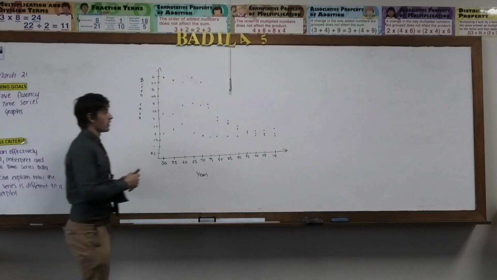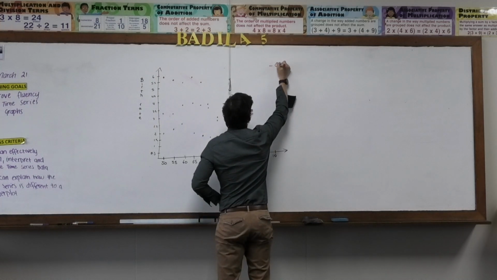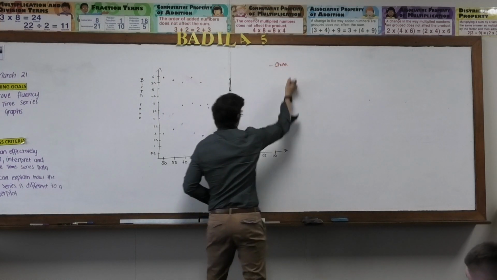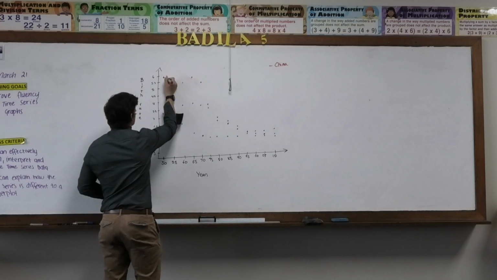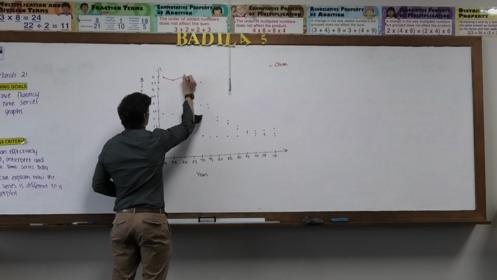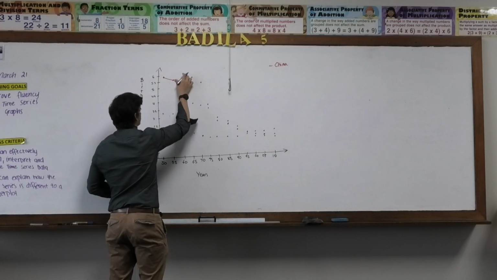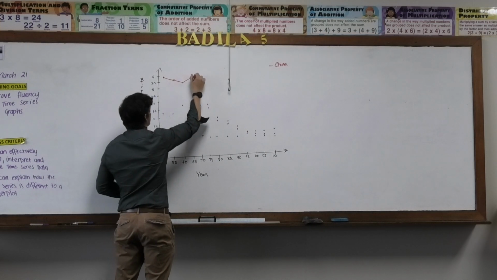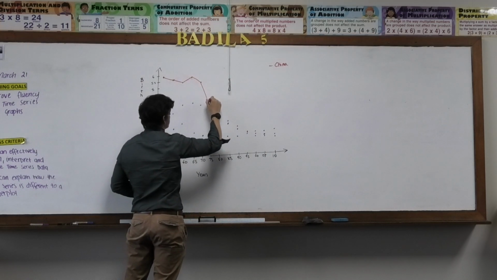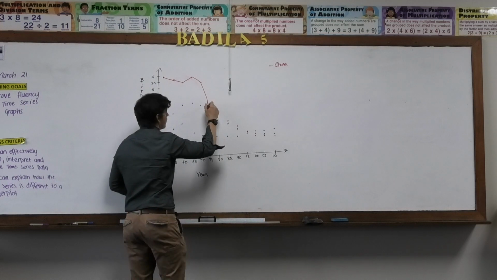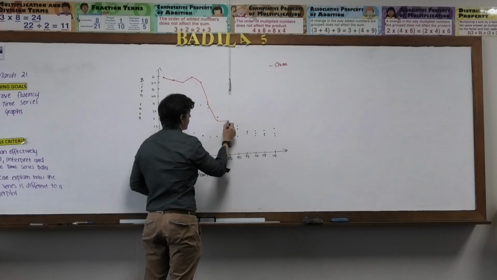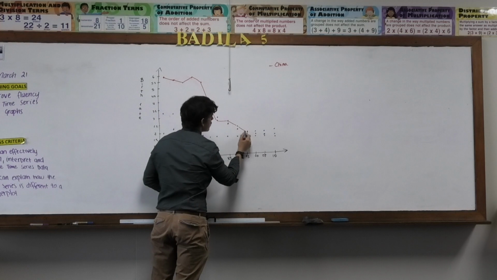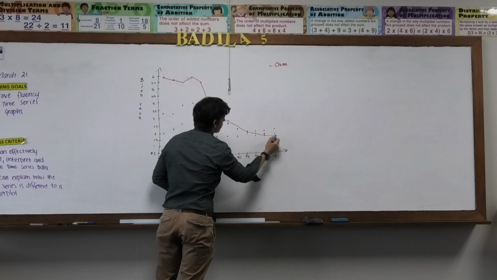So the first thing I should do is have a legend at the top, because someone who's reading my graph needs to know what's going on. So China is my red. And we connect our dots to make this a time series. Why are we making a time series? Because that's what the graph says it wants. We go through and we connect our dots.